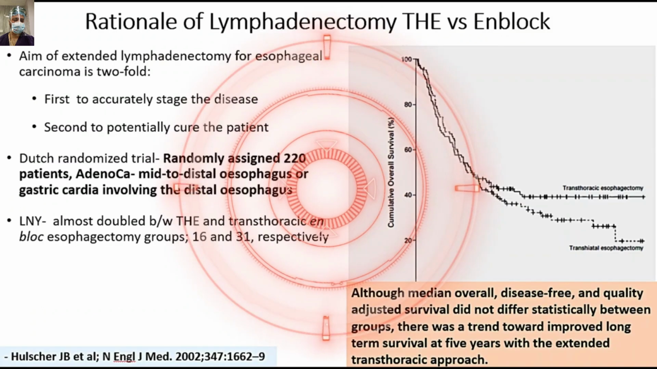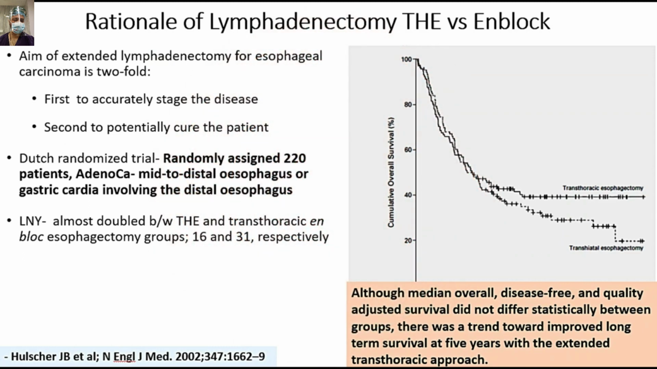So what is the rationale for lymphadenectomy? Why should we do lymphadenectomy in patients of carcinoma esophagus? As transhiatal esophagectomy was the standard of care, the aim of extended lymphadenectomy for esophageal carcinoma is twofold. First is to accurately stage the disease. Second is to potentially cure the patient.